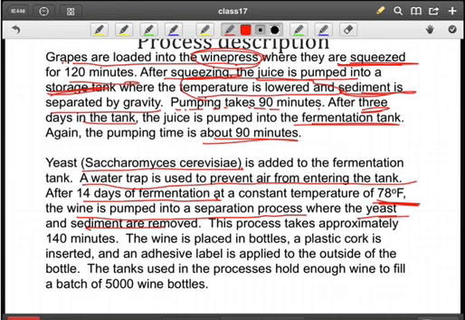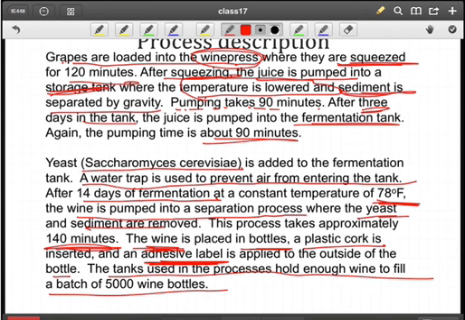This process usually takes about 140 minutes, and then what we'll do is meter out wine into individual bottles, insert a plastic cork, and then apply an adhesive label to the outside of the bottle. The tanks used in the process hold enough wine to fill about 5,000 wine bottles. So you get an idea of what's happening in the system. Then the question is, what does our material flow process chart look like? And of course, you always want to begin by identifying the direct materials. And so you should be able to, based on this description, readily identify what is direct material and what is indirect.